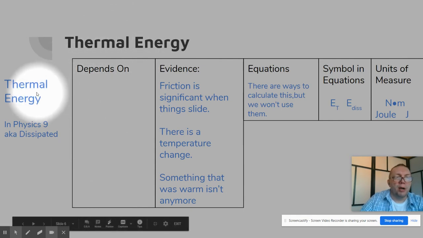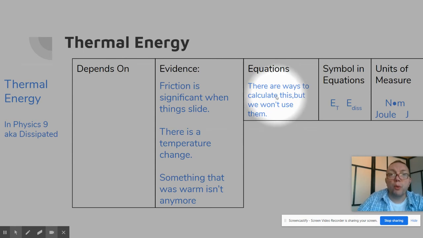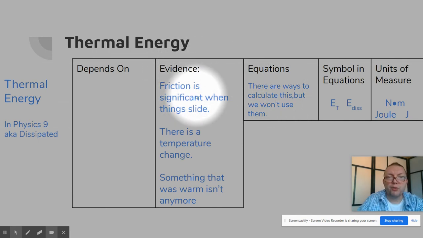Thermal energy. In some cases, we'll call this dissipated energy as well. Skipping the depends on column since we're not going to do the calculation. Again, there is an equation. There are ways to calculate it, but it's one of the things that we're simplifying here. So evidence for thermal energy. Friction is significant when things slide. You do that sort of thing and you notice that there's a change in temperature. So friction being present, there's a change in temperature.